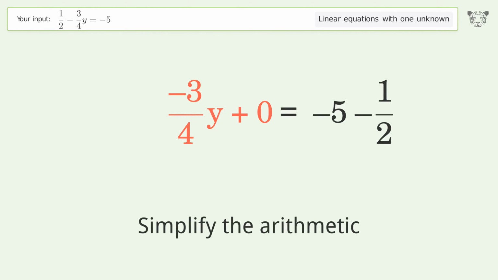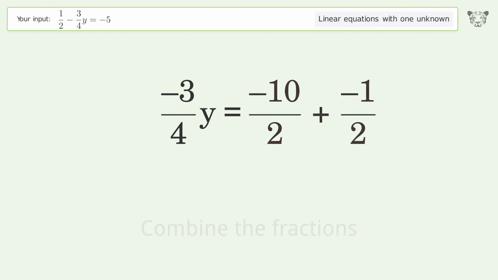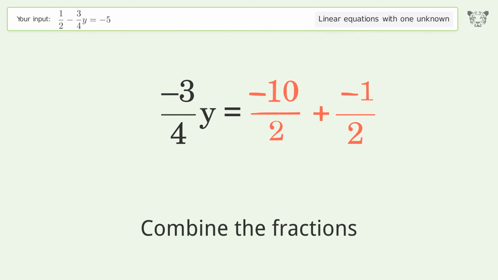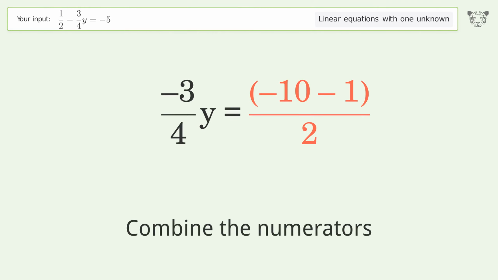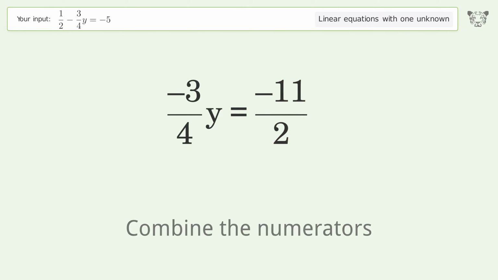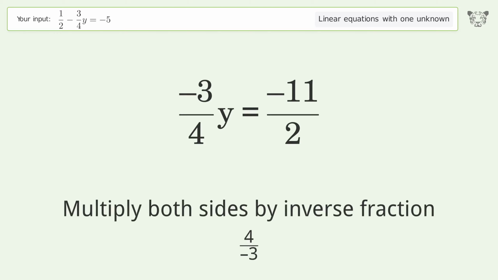Simplify the arithmetic. Convert the integer into a fraction. Combine the fractions. Combine the numerators. Isolate the y. Multiply both sides by inverse fraction 4/3.